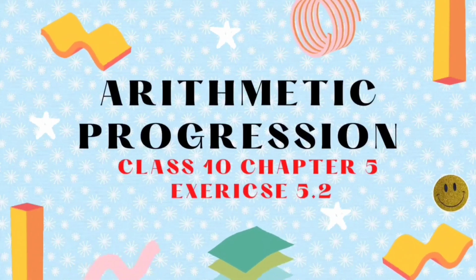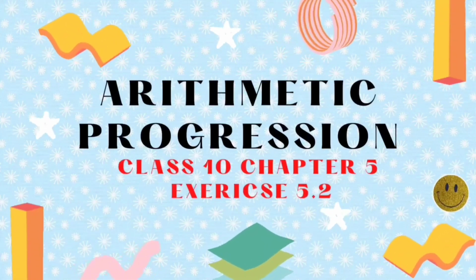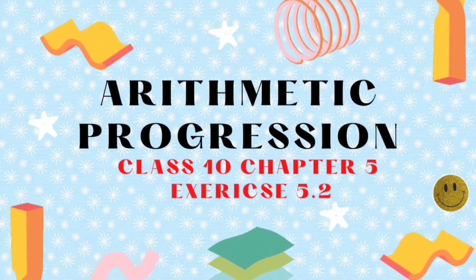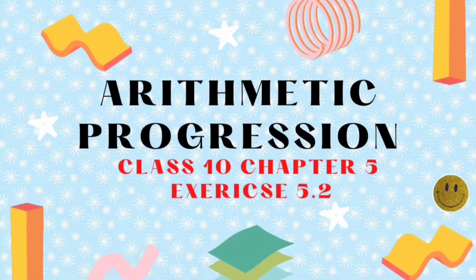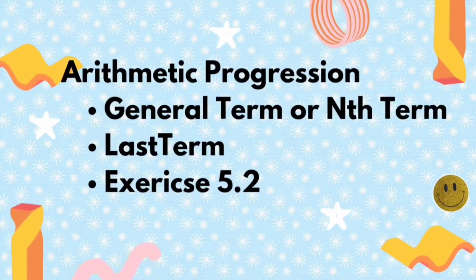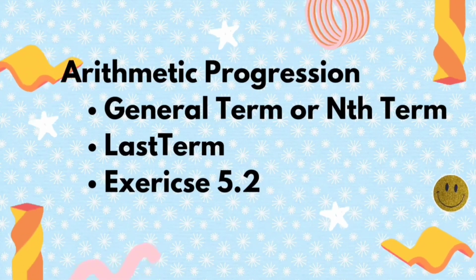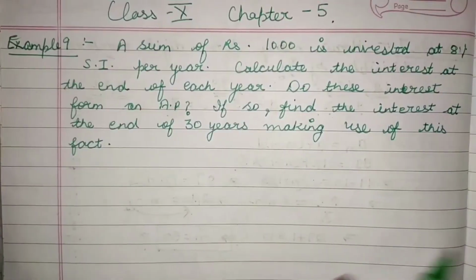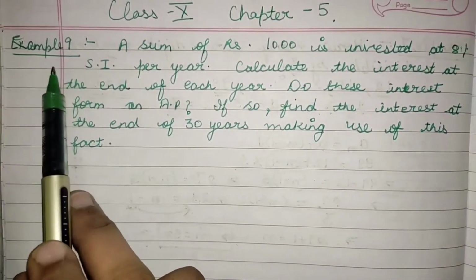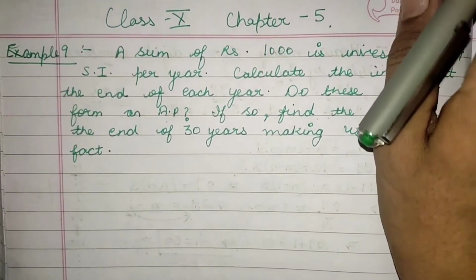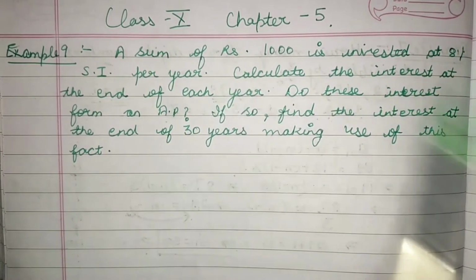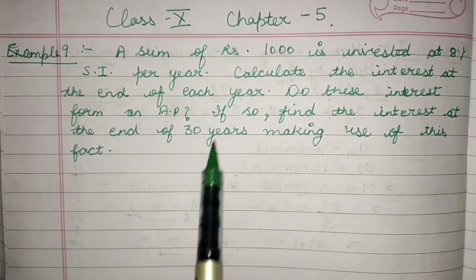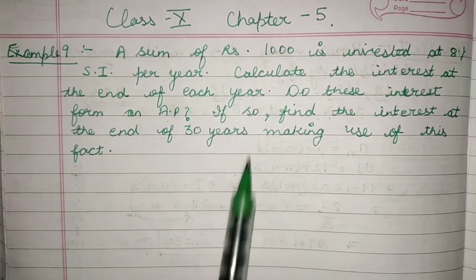In this video, we are going to solve exercise 5.2 of chapter number 5 of class 10th. Also, we will understand how to find the nth term of any given AP and we'll solve some examples also. Our today's topic is example number 9 of chapter number 5 for class 10th. The chapter name is arithmetic progression.